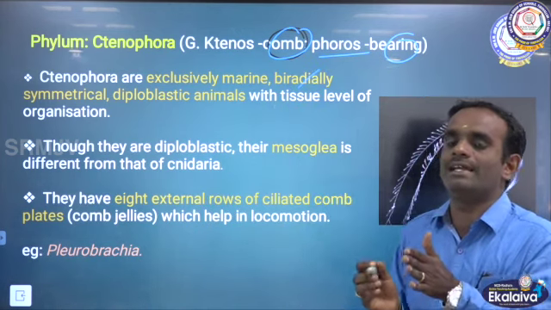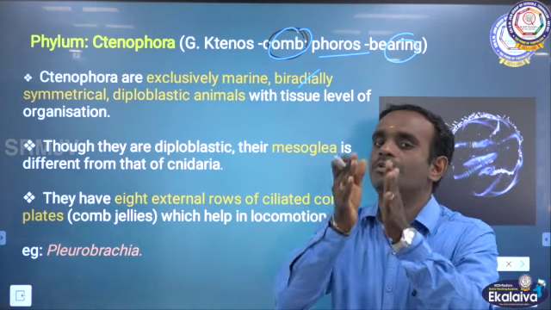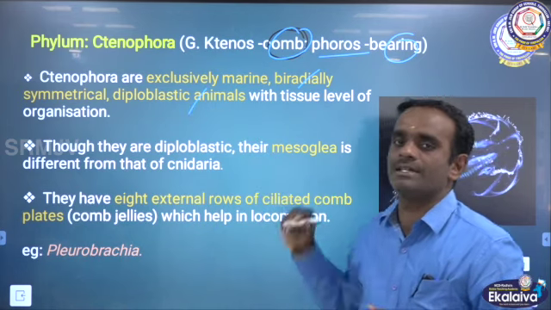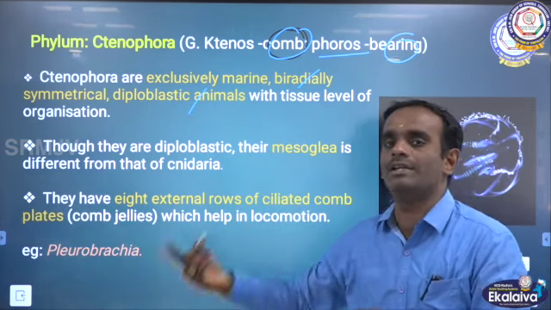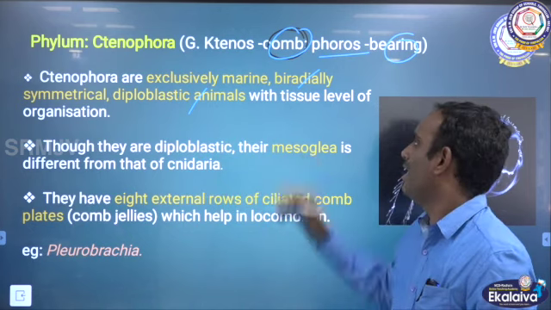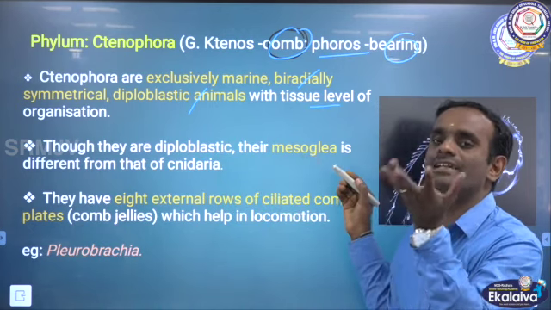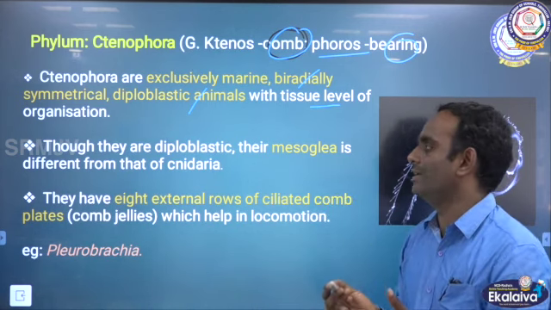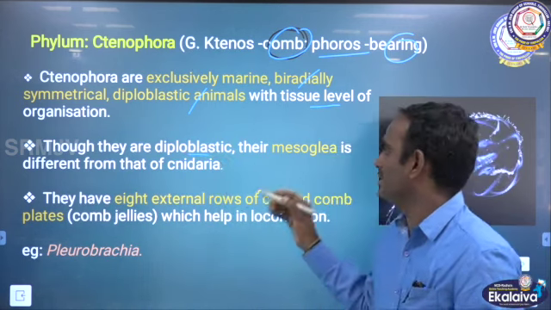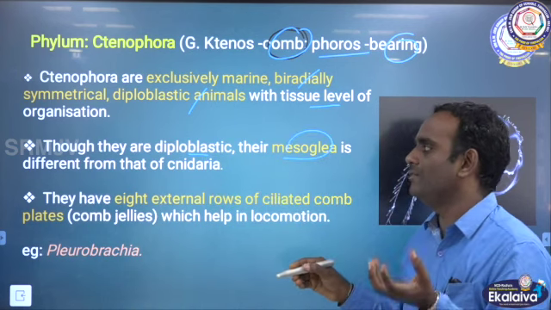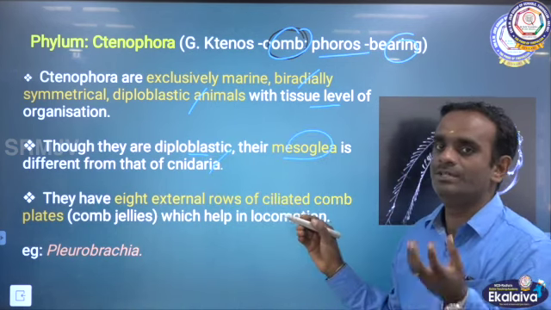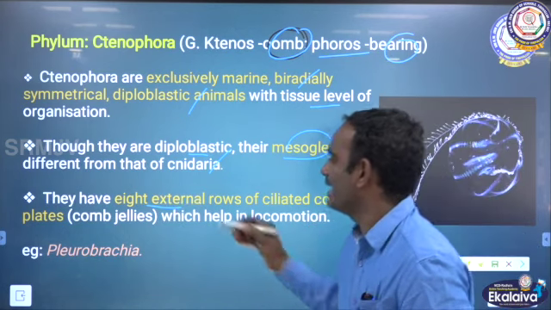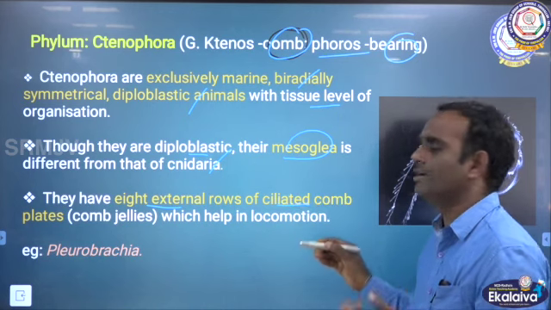They are biradially symmetrical, and diploblastic. They have two germ layers, ectoderm and endoderm, with the tissue level of organization. Okay, there is no organ system, only the tissue level. Though they are diploblastic, the mesoglea is different from that of Cnidaria. Here the mesoglea is a fluid filled cavity. Okay, they have 8 external rows of ciliated comb plates.